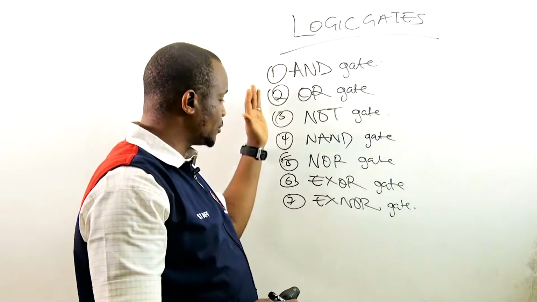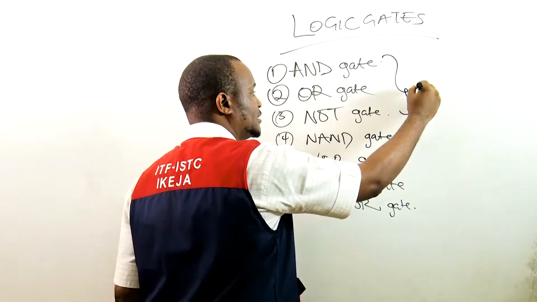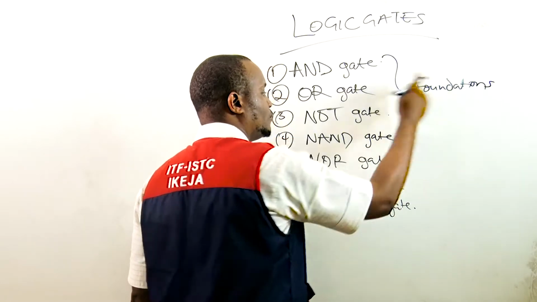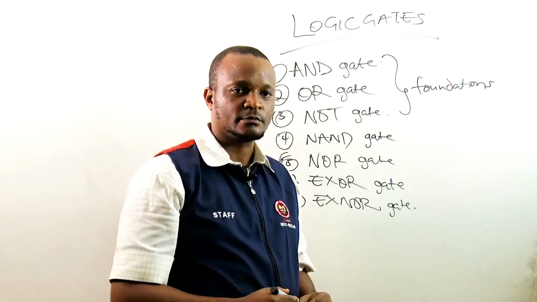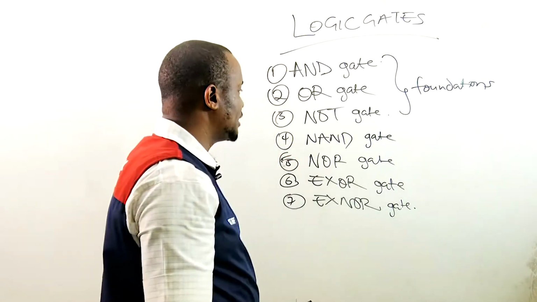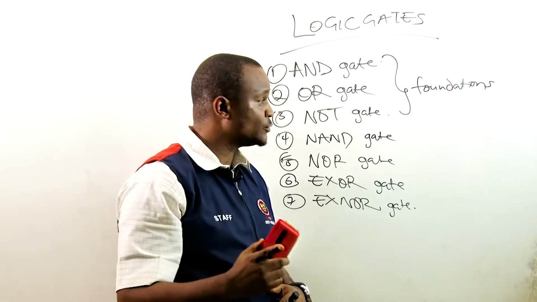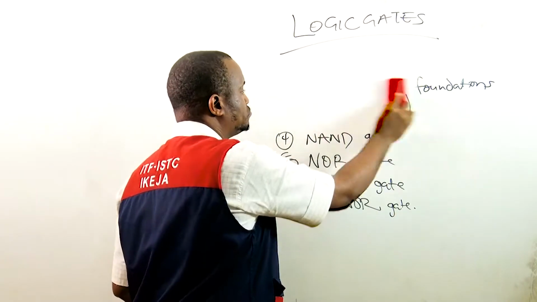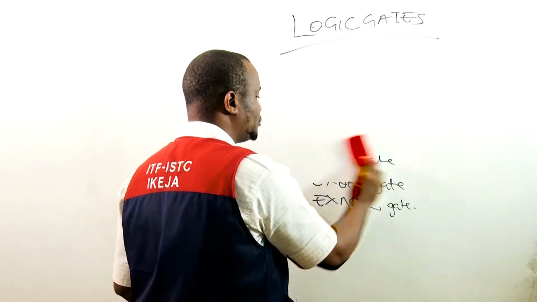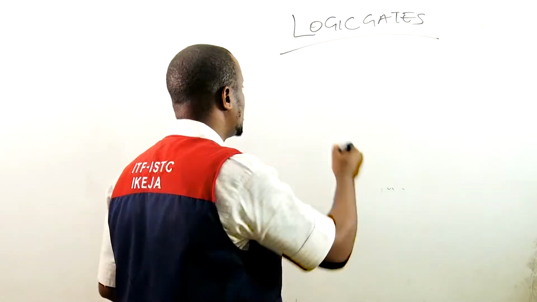These types of gates are derived from the AND and the OR. You can see that from these 3, these are the foundations where all the others spring out from. Now we're going to see how these gates are drawn. They have inputs and just one output. We can have more than 2 inputs. We could have 2 input AND gates, or 3 input AND gates. But definitely they will always have one single output.